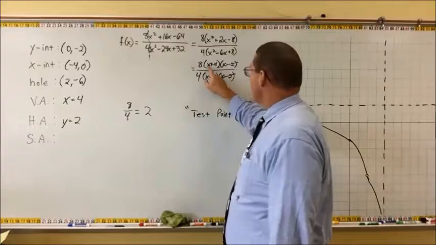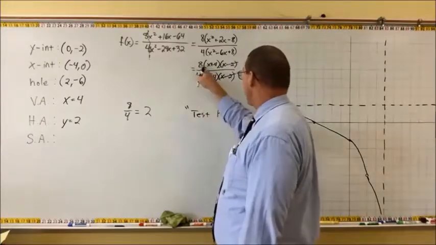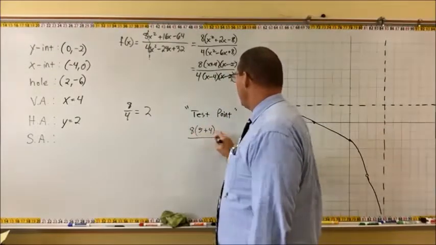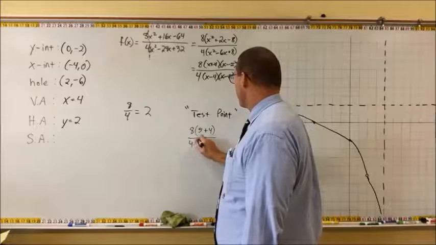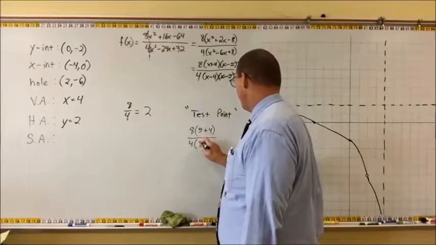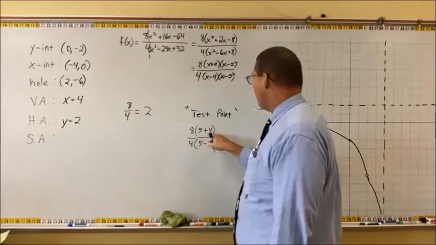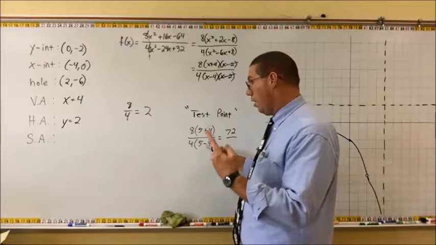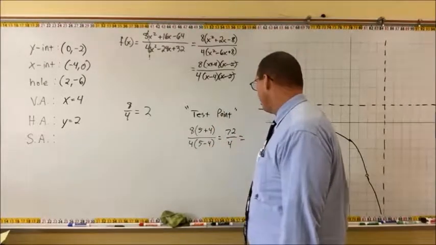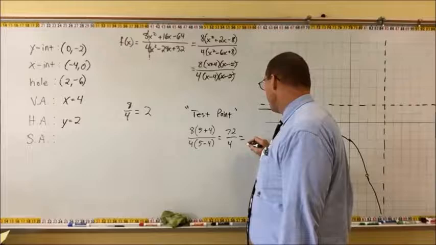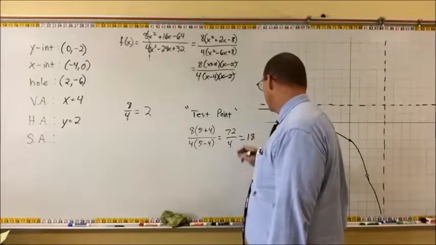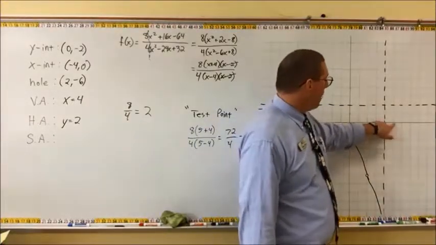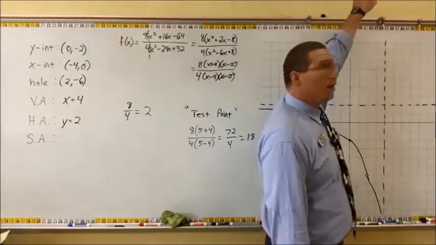We'll put it in here. What's 5 plus 4? So here's what we're going to have. We're going to have 8 times 5 plus 4. 5 plus 4 is 9. And then 4 times 5 minus 4. 9 times 8 is 72. 5 minus 4 is 1. 1 times 4 is 4. And 72 divided by 4 is 18. Okay? So we know that at x equals 5, the output value is 18, which is way up there.